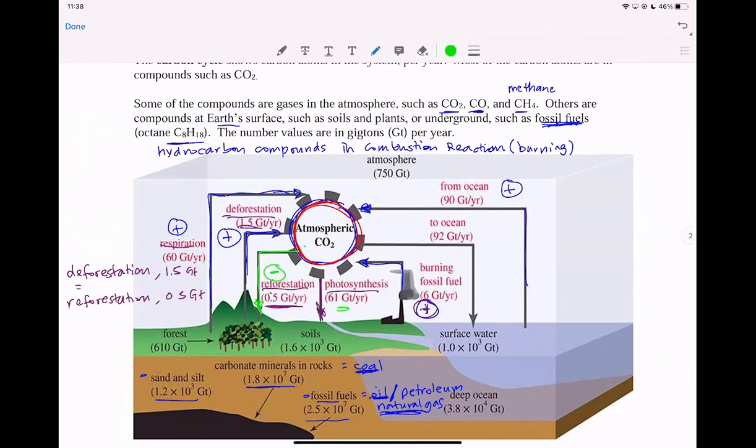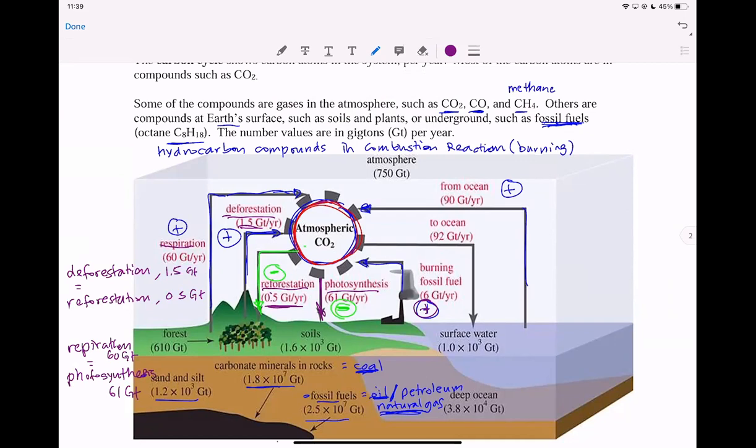from photosynthesis. So this is taking it out. Well, this is also a process that is naturally matched. So respiration is naturally matched against photosynthesis. And looking at the numbers, you can see those numbers are pretty close. This is 60 gigatons compared to 61 gigatons. And so that's basically plants doing their thing.